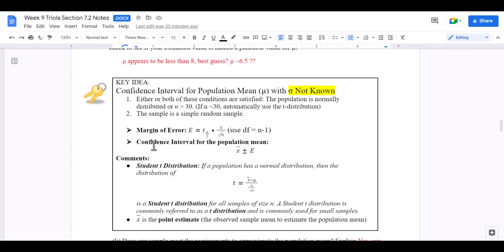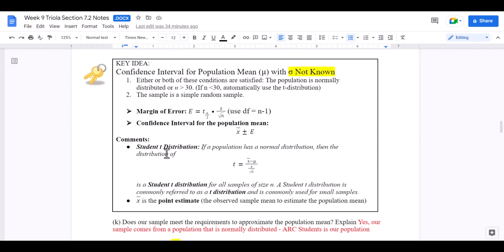And then our confidence interval for the population mean, for mu, will be x bar plus or minus the standard error, the margin of error, which is up here. So x bar plus the margin of error will give us the upper limit, and x bar, our sample statistic, minus the margin of error will give us the lower limit for our confidence interval.